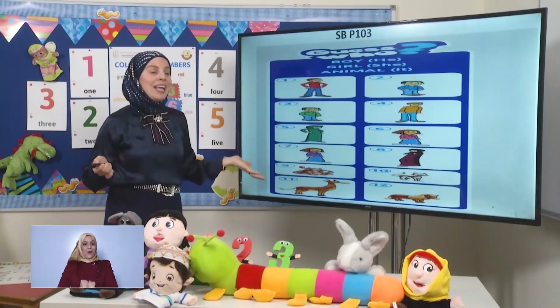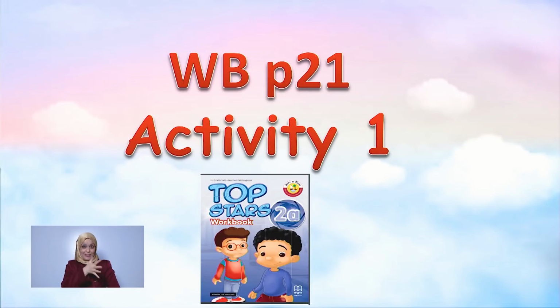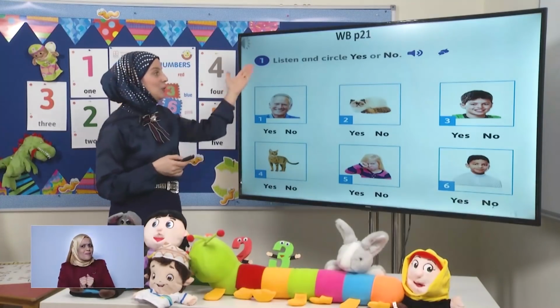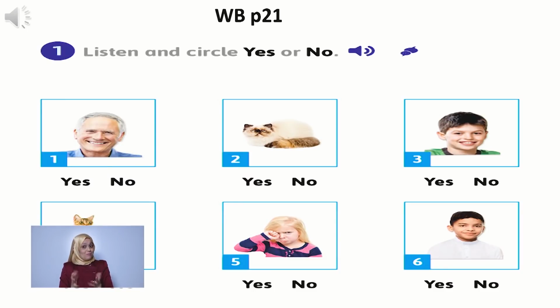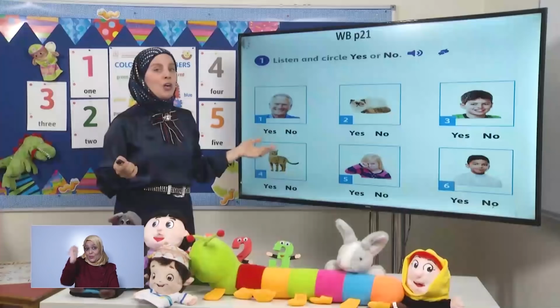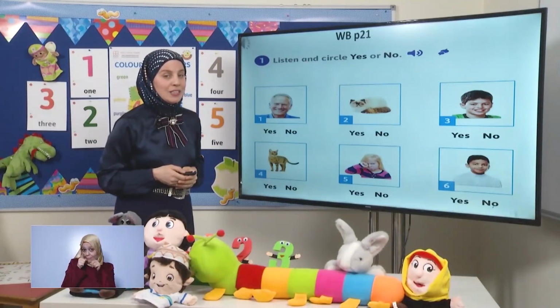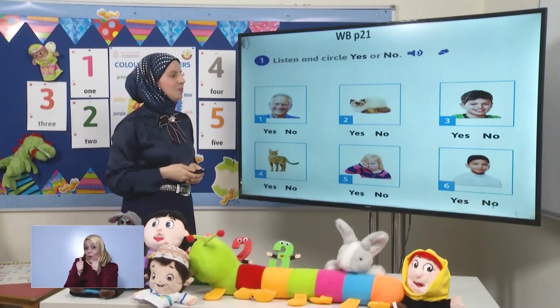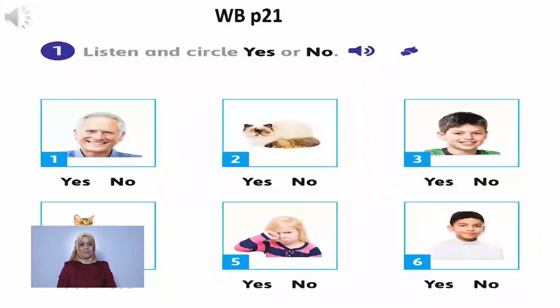Let's see what's next. Now, my students, we have more activities, but here in your workbook, page 21, activity 1. What will you do in this activity? Yes, look. Good ones. You have to listen and circle yes or no. Are you ready, my students? Hold your pencil to circle, okay? Let's go. Workbook, Module 2, That's me. Song 1. Listen and circle yes or no.